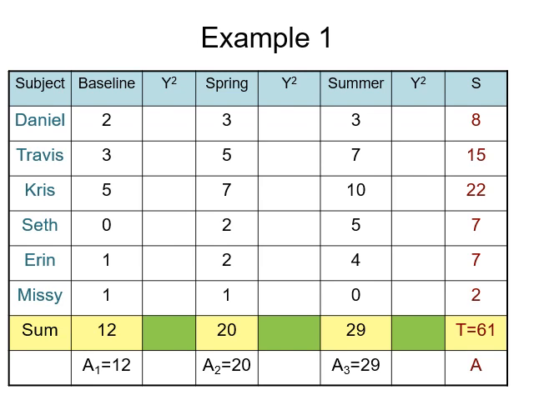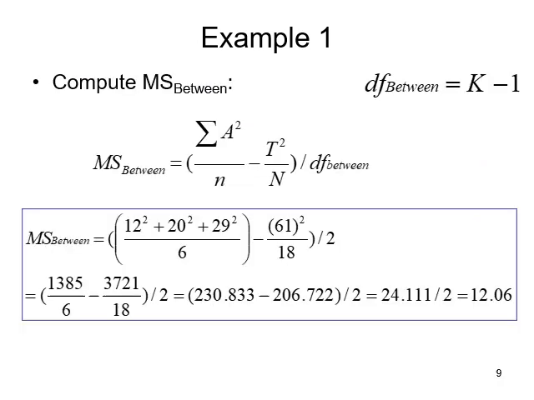That equals a T of 61. So we now have our T, 61, and we have our 3 A's, 12, 20, and 29. Taking these numbers, we're going to go back to that equation. So the equation was the sum of A squared.